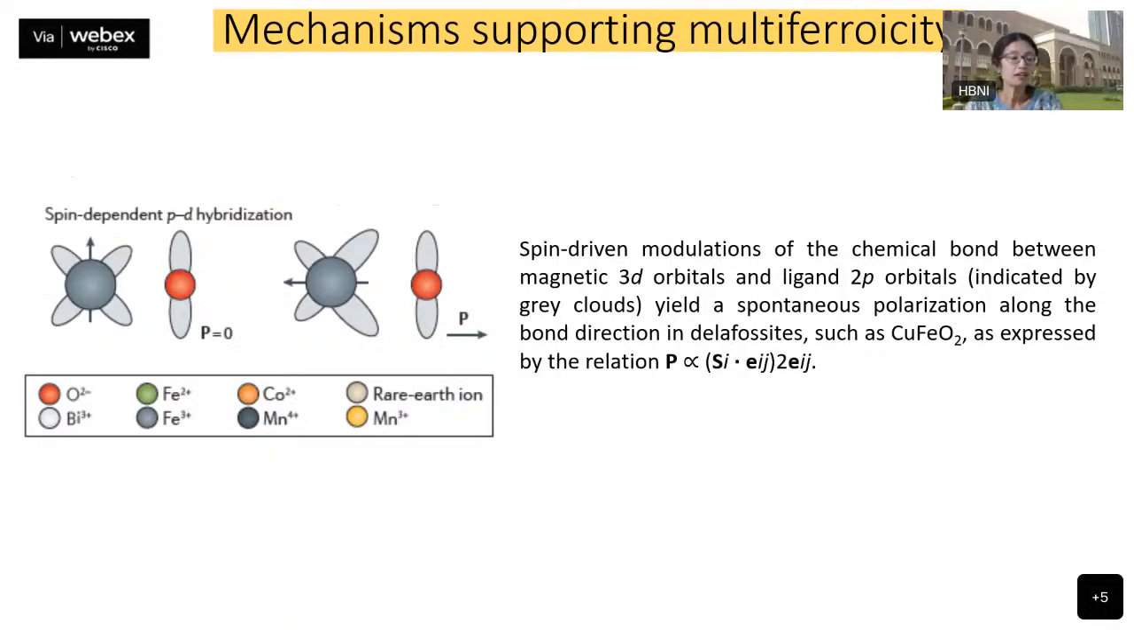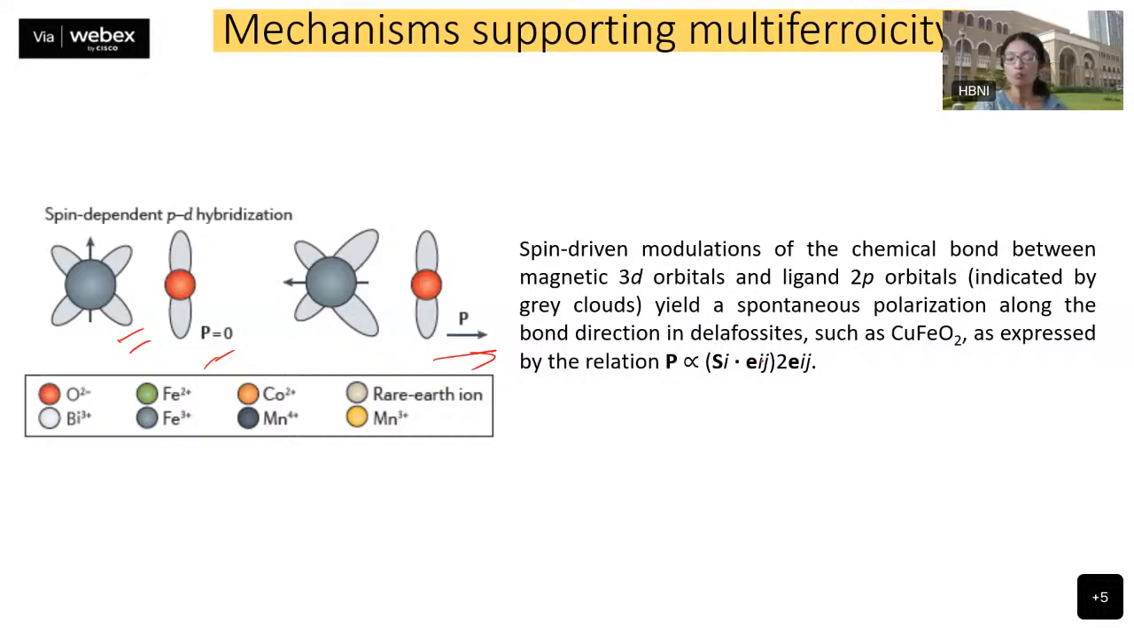The last one is the spin-dependent p-d hybridization. In this case, the spin-driven modulations of the chemical bond between the magnetic 3d orbitals and the ligand 2p orbitals yield a spontaneous polarization along the bond direction. So you can see here P is equal to 0, whereas the moment this bond forms, there is a spontaneous polarization along the bond direction, as is shown over here.